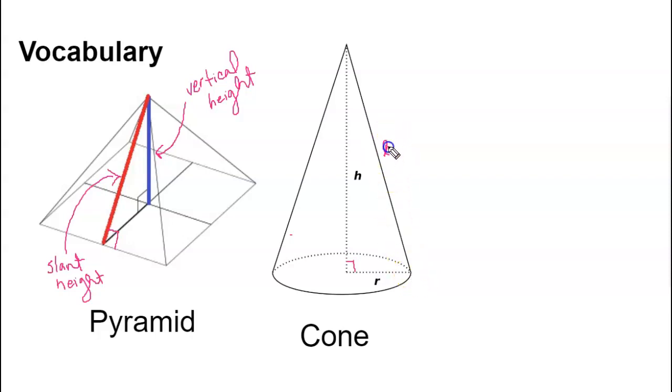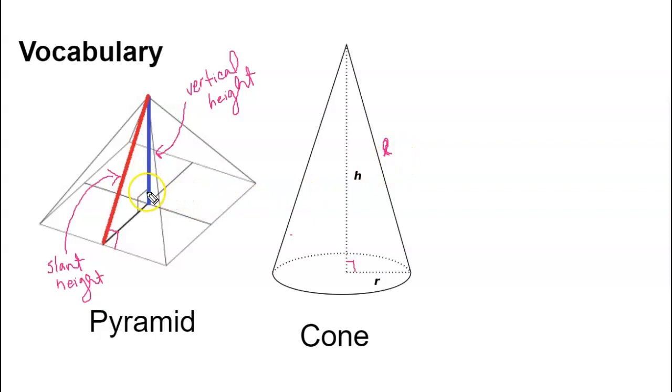And so the slanted height, I always tell my students, is like sliding down the side of the pyramid. And the vertical height is if you took the elevator down to the bottom. So pyramids and cones both have two different types of heights that we use in different situations.